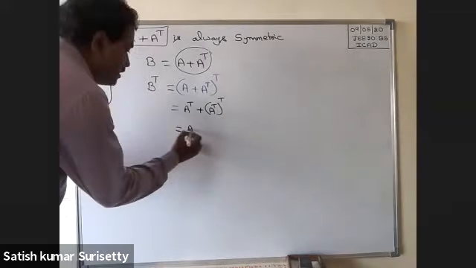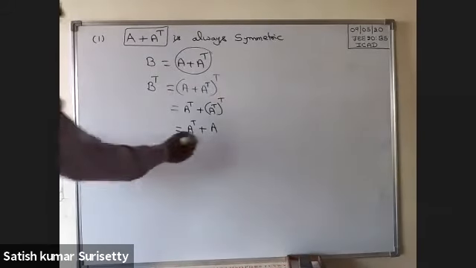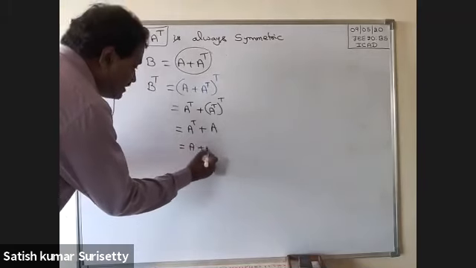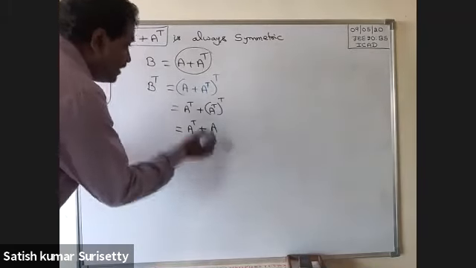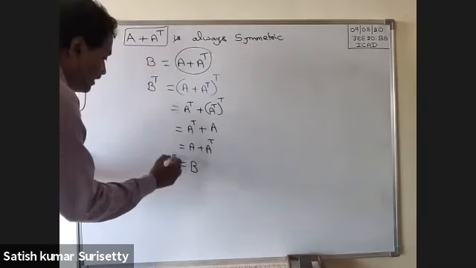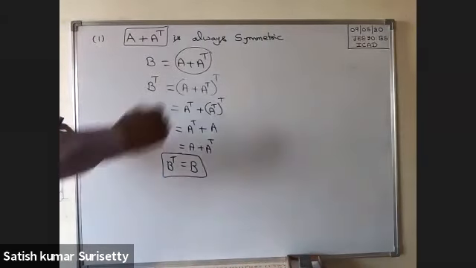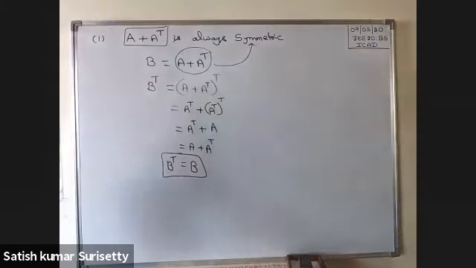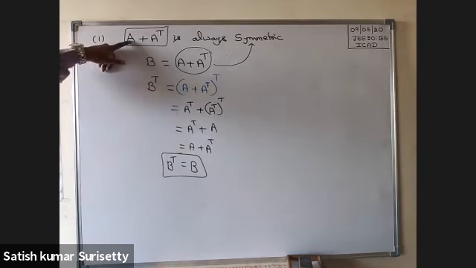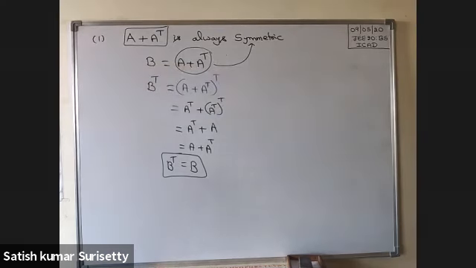Now A transpose plus, what is A transpose whole transpose? A. And addition is commutative. So you can rewrite this as A plus A transpose. Now if I observe this, it is the same as B. That means you are getting B transpose equal to B. Then what you can conclude is B is symmetric. That means A plus A transpose is always symmetric. That is, whatever the square matrix A may be, if I add its transpose, it is always symmetric.